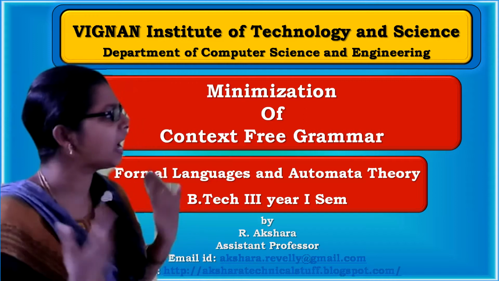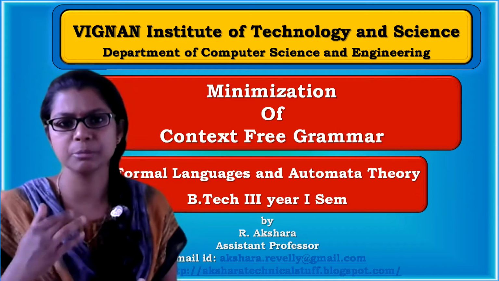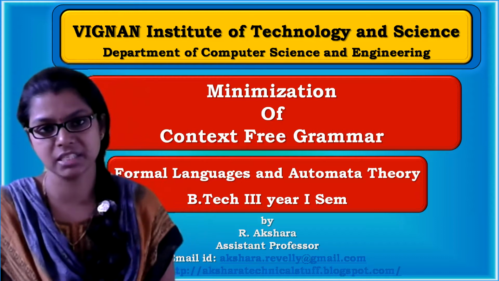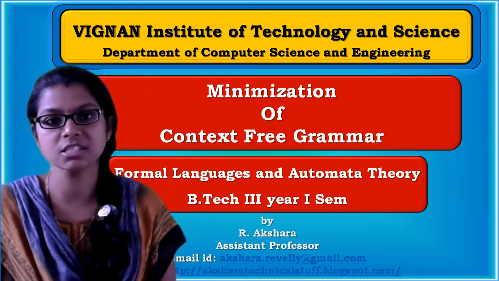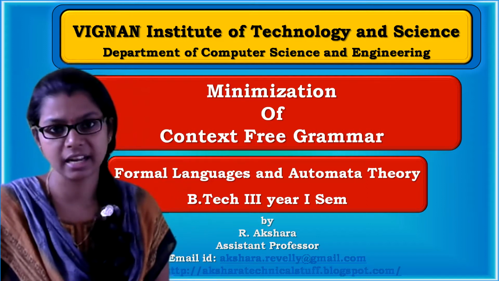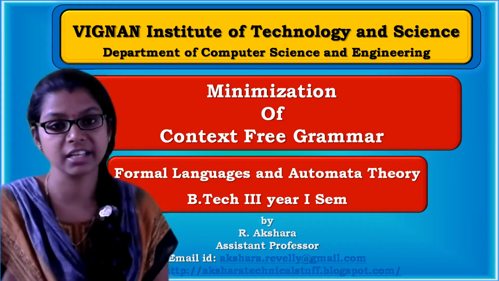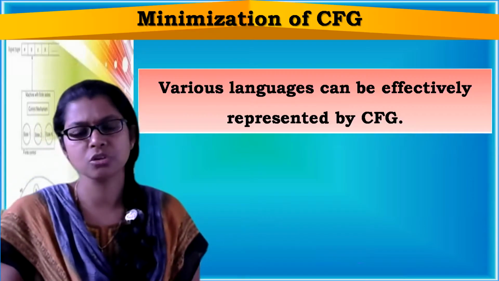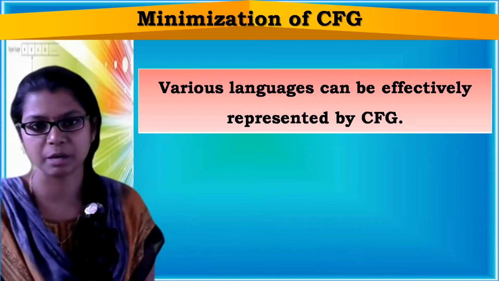Actually, why do we go for minimization? What do you mean by minimization? Reducing something, right? Simplification or minimization. So why do we go for context-free grammar minimization? Let's see. Why are we going for context-free grammar at all? Because most of the languages which cannot be represented through regular languages, we represent using context-free grammar. Various languages can be effectively represented by context-free grammar.